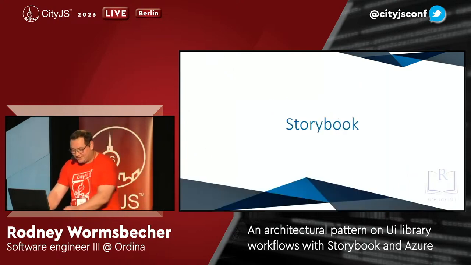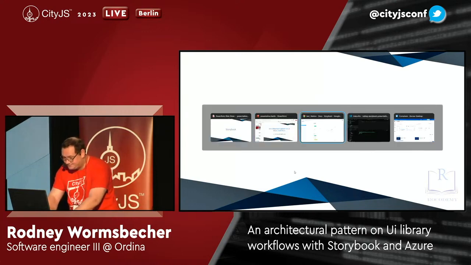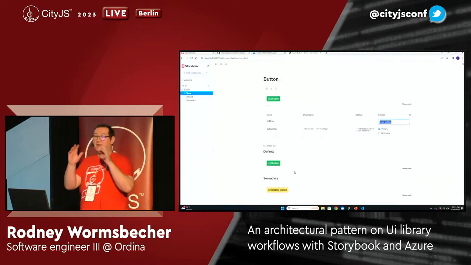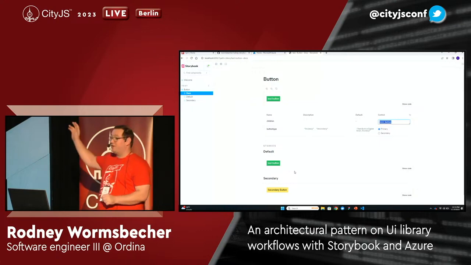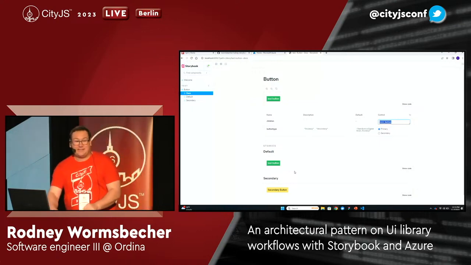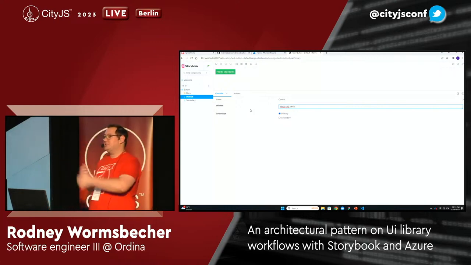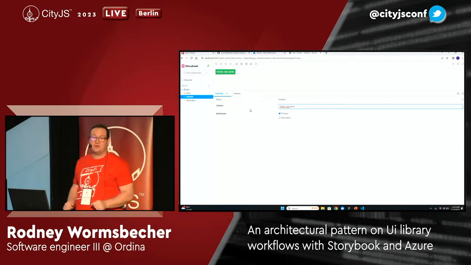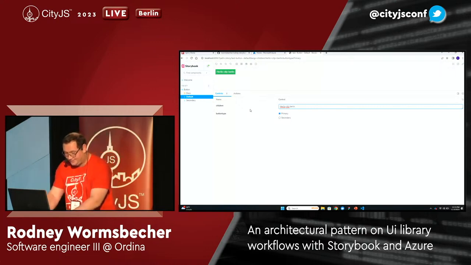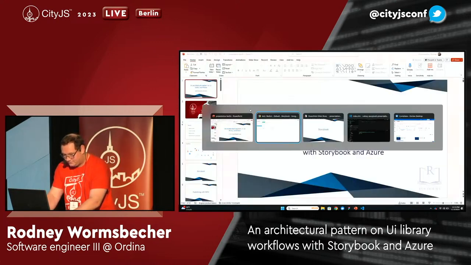So let's first have a look at the application. I created this very easy application with only a button, made a Storybook as a UI library. What we can do is use it as documentation, and we can say, hello, city.js Berlin. So we can reuse these components, and later on we also see how we are going to do that.